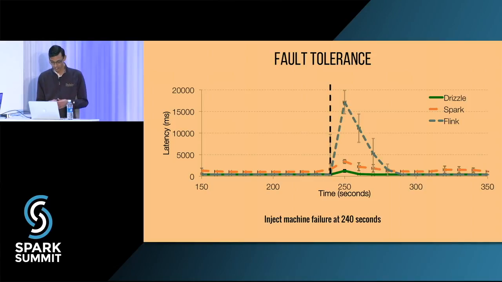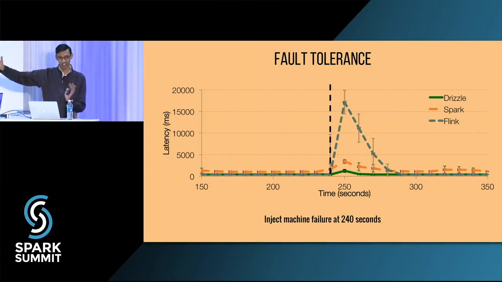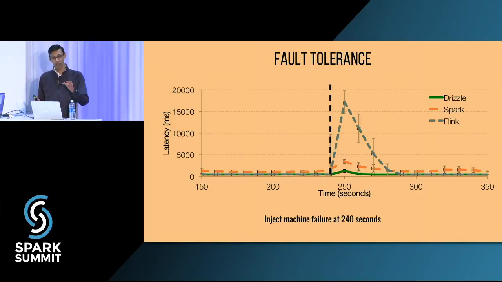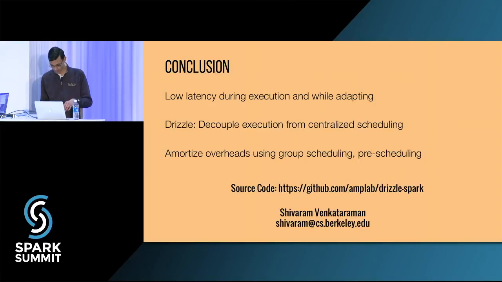Yeah, that's a good question. The question is about how Drizzle's fault recovery compares to Spark's fault recovery. I think it's a little bit hard to read in this graph because the graph is stretched out to 20 seconds to accommodate the Flink line out here. But there is a little bit of extra overhead in Drizzle's fault recovery, and I didn't quite cover it in the slides because I didn't get time to do it.